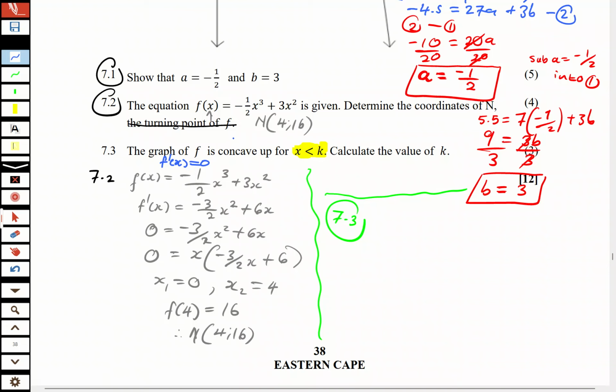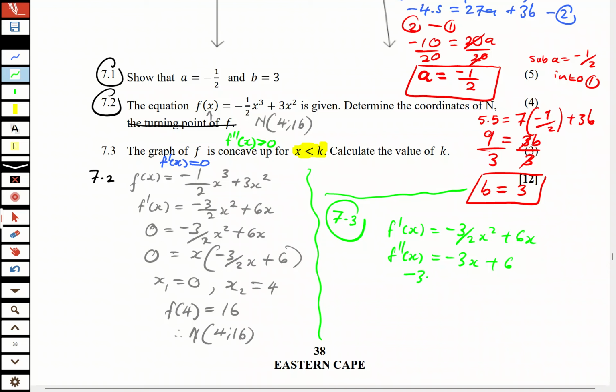Remember, as I said, the concavity depends on the second derivative, and concave up depends on it being greater than 0. Always remember that. So now, this was our first derivative, so we write that down so that we can get that mark. This is negative 3 all over 2x squared plus 6x. We take another derivative, the second derivative. So now this is going to be 2 times 3, that's negative 6, divided by 2, that's negative 3x plus 6.